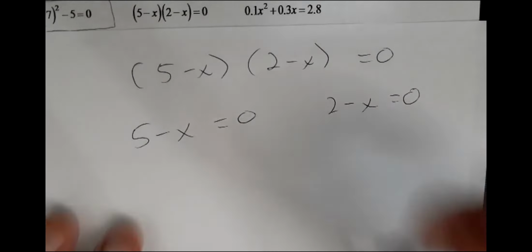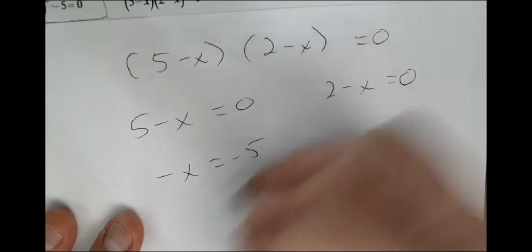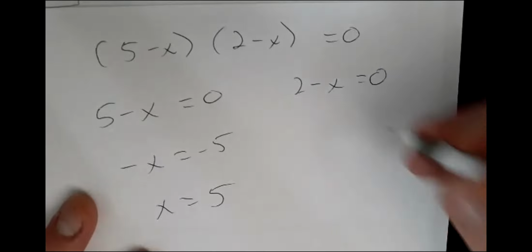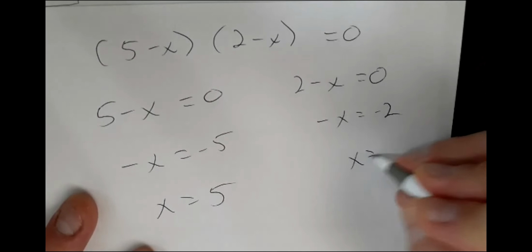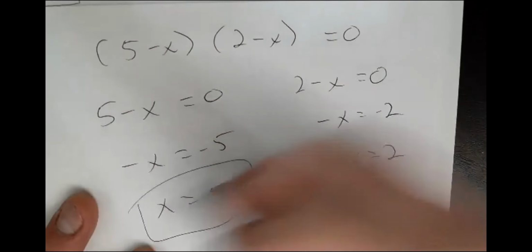If you do this, you subtract a 5, a minus x equals a minus 5, or x is equal to 5. Same thing here, right? Minus x is equal to a minus 2 when we subtract the 2 over, or x is going to be a positive 2.